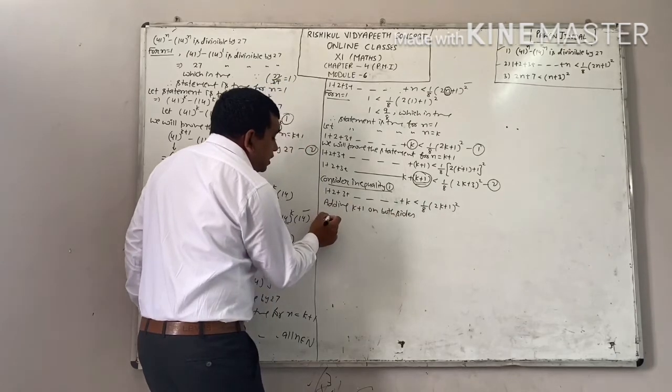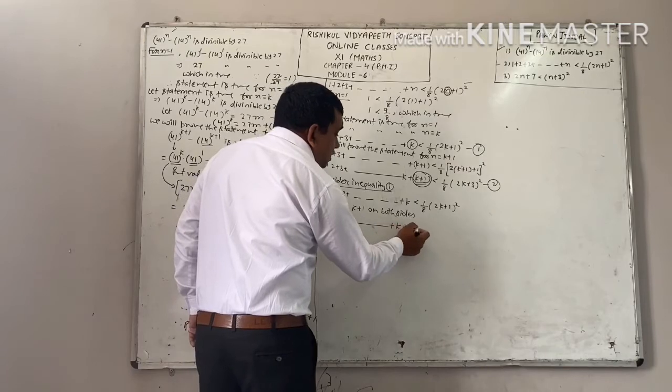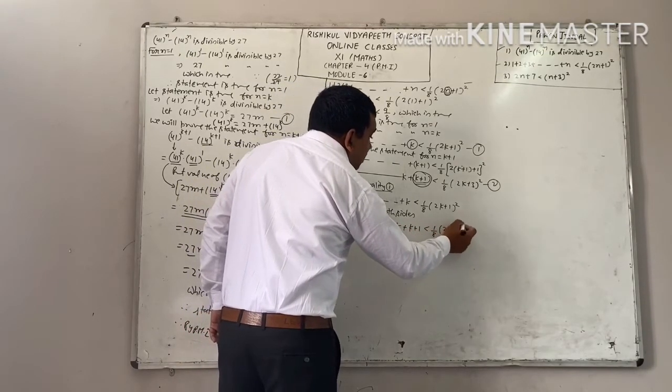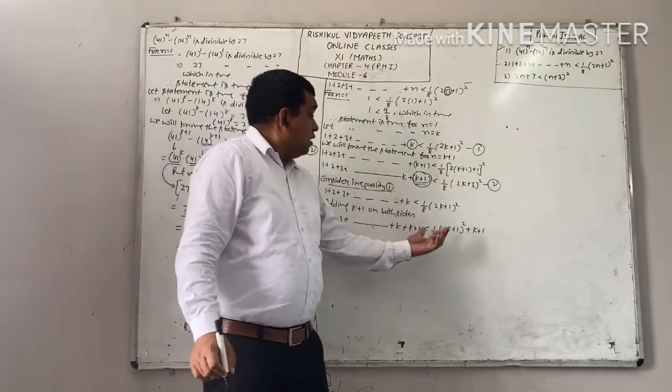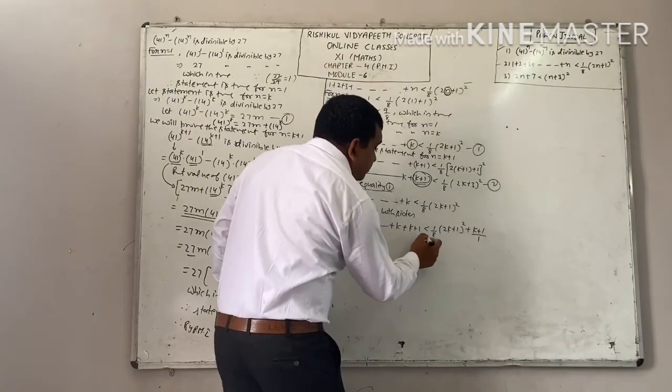You will get 1 plus 2 plus 3 plus up to so on k plus k plus 1 less than 1 by 8, 2k plus 1 whole square plus k plus 1. Now the left hand side is proved. Simplify this right hand side and you will get the required.